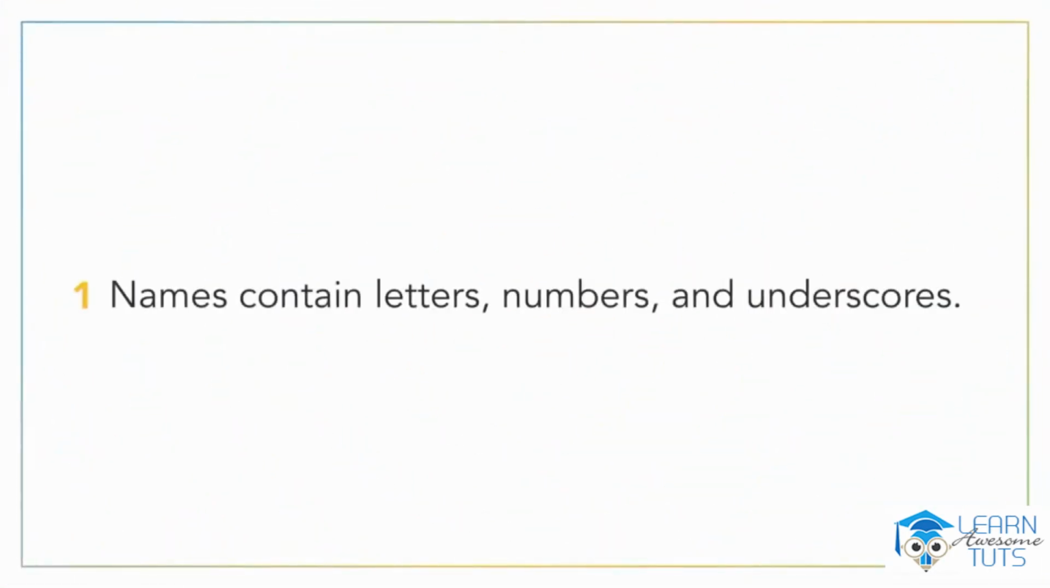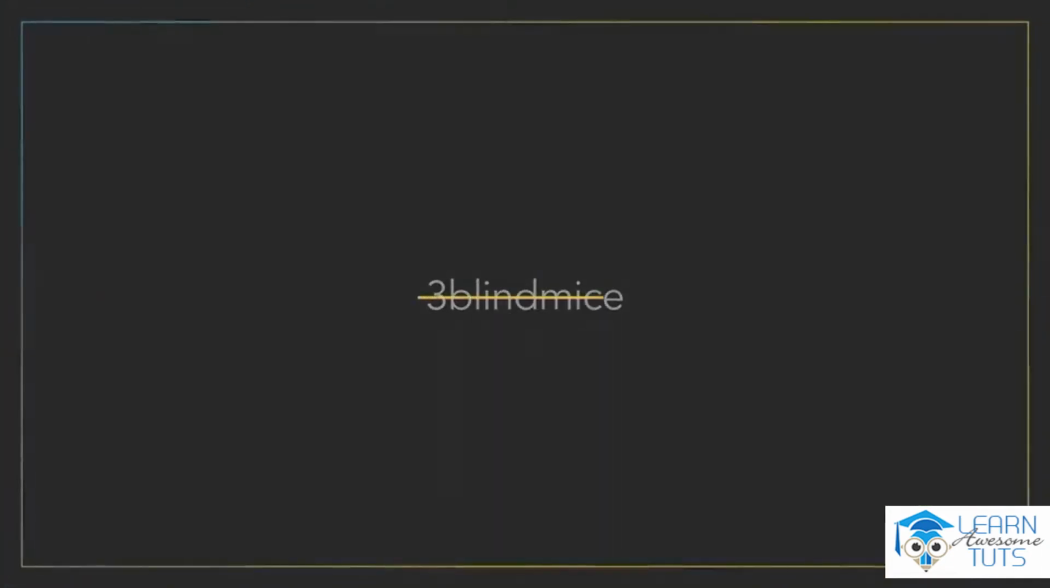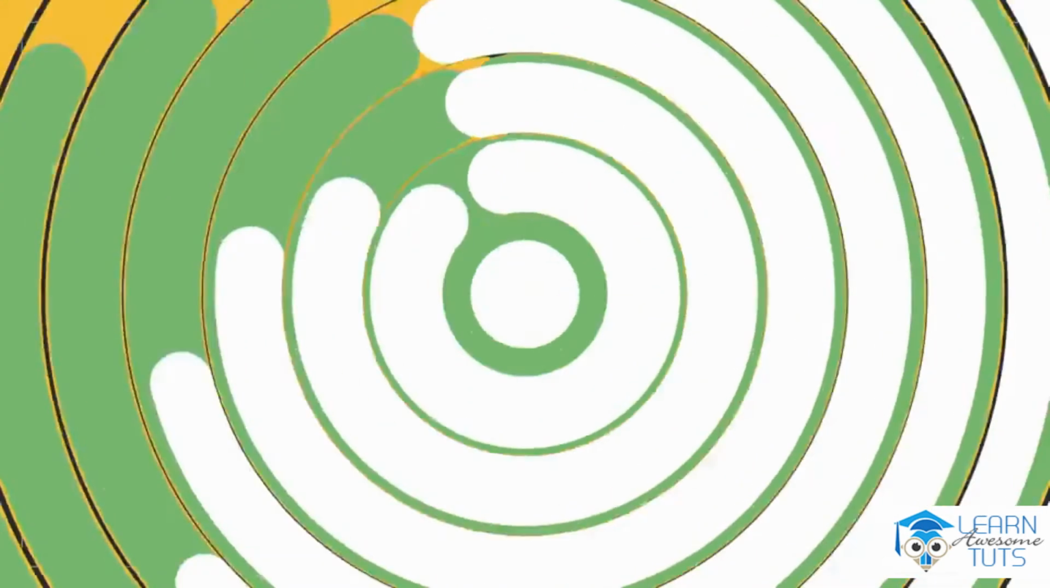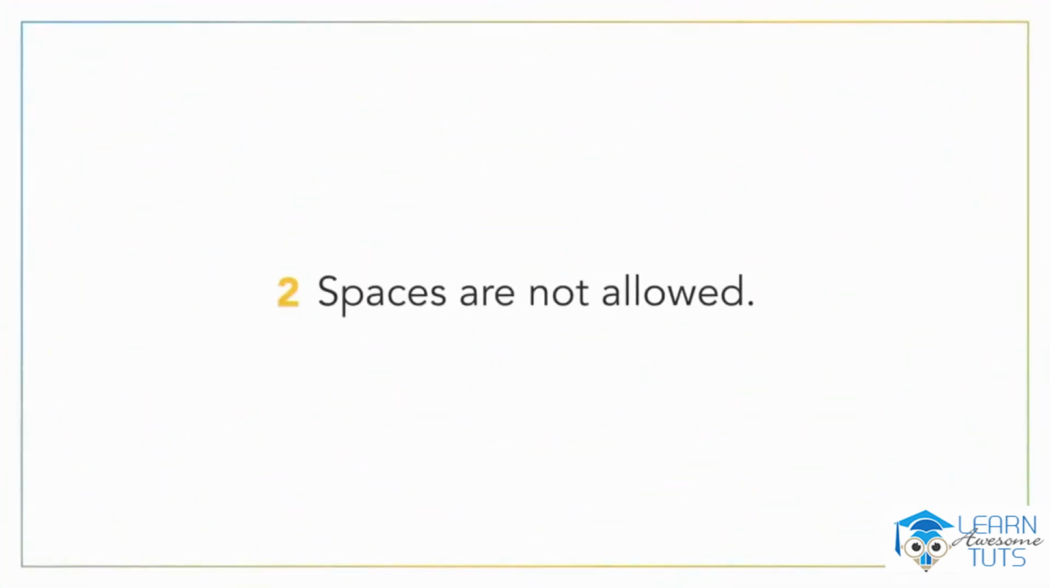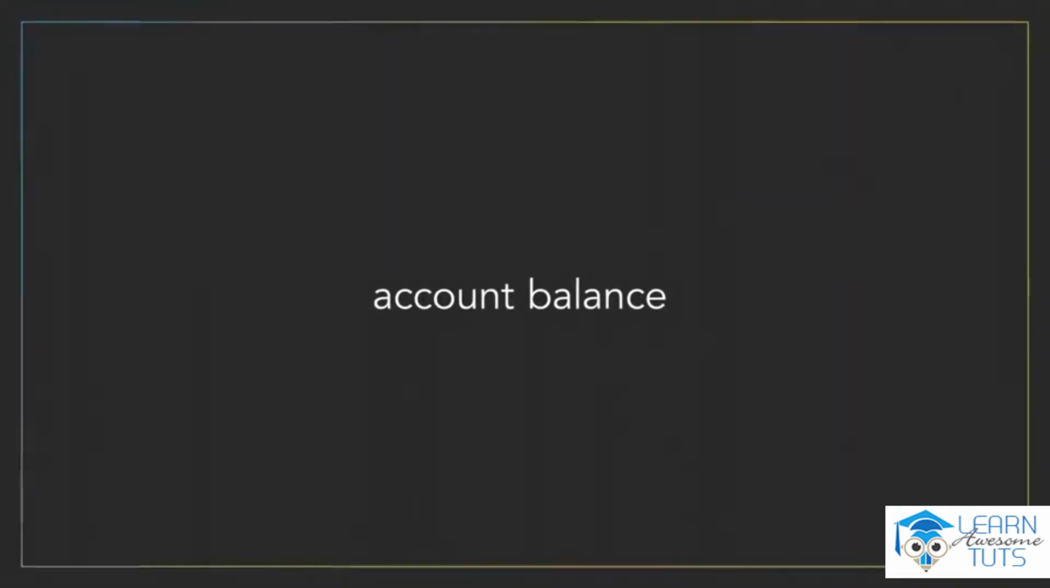Like all things in programming, there are a few rules that we have to follow when working with variables in Python. First, variable names should contain only letters, numbers, and underscores. And even though numbers are allowed, the name shouldn't start with a number. 3 blind mice would not be a valid name, for instance. Second, spaces are not allowed in the name. Account space balance would be invalid, but account underscore balance would be just fine.